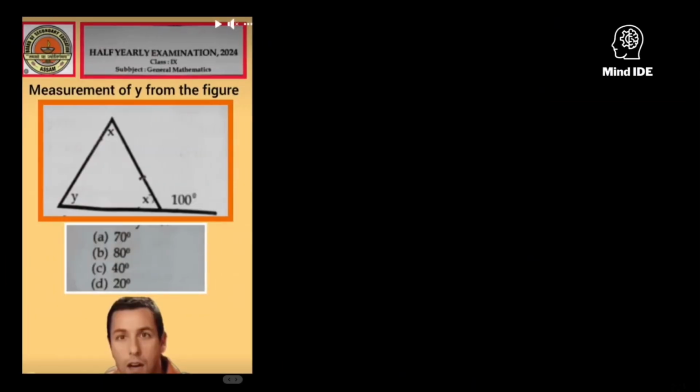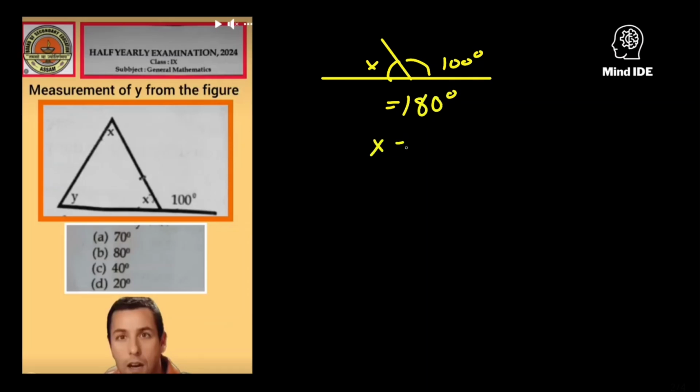All right, so this is actually a pretty simple problem as long as you can remember some of your trigonometry. So if we have a straight line, and this is x, and this is 100 degrees. Any straight line here will need to add up to 180 degrees. Therefore, x equals 180 minus 100, which is 80.